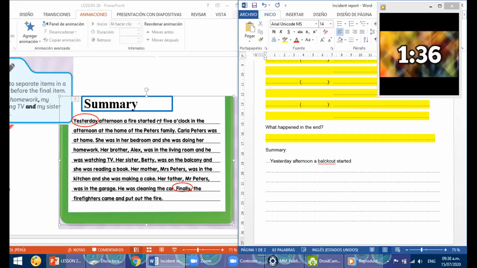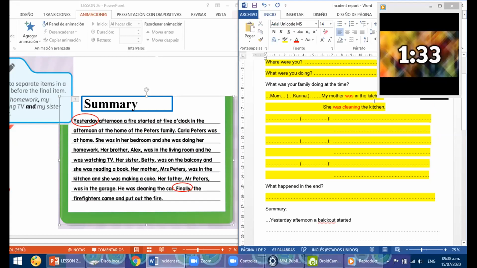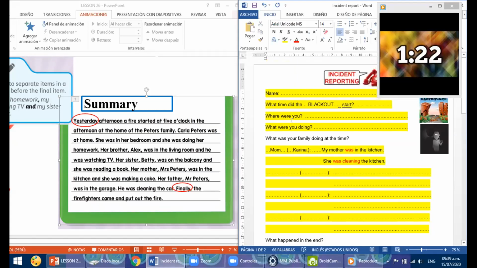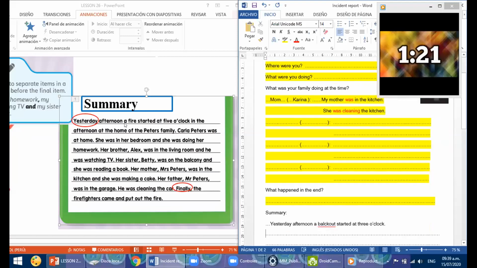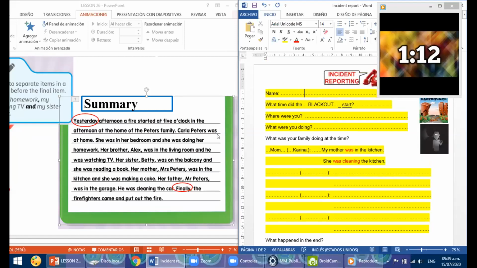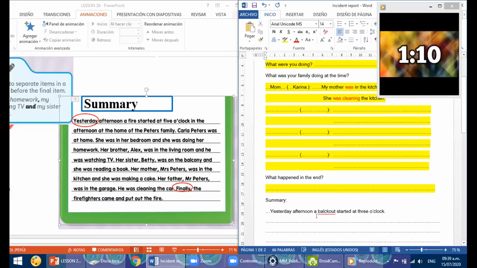And the time, let's mention the time. At what time? You write here 3 o'clock. At 3 o'clock. You see? It's the same information you wrote here. In the afternoon, at the home of Peter's family. In this case, it's Peter's family because Peter is the name. In your case, it could be your last name. Yesterday afternoon, a blackout started at 3 o'clock.